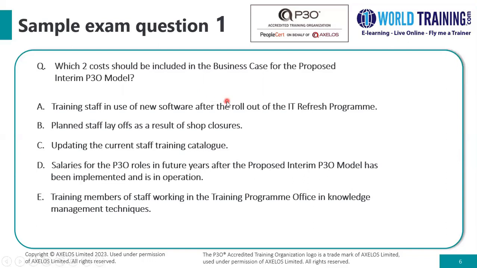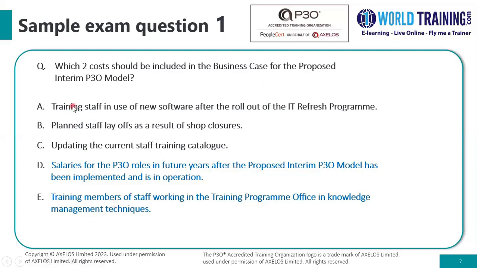The correct answer for this question is option D and option E. The reason why option D is correct is that ongoing costs of running a P3O should be considered along with ongoing benefits in the business case. And option E is correct because the program office is part of the proposed P3O structure, and training costs for those staff should be considered.